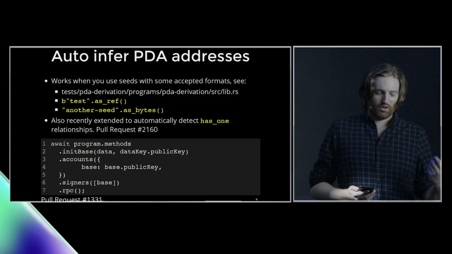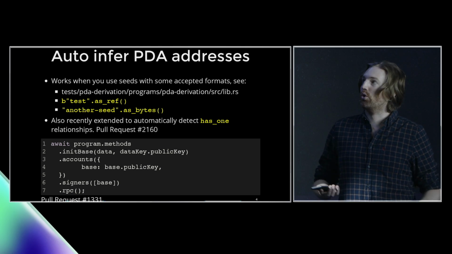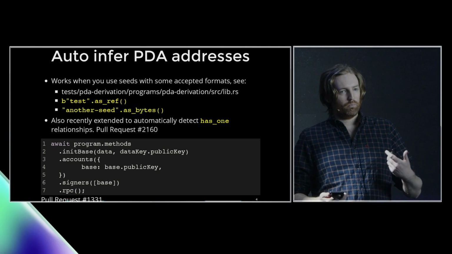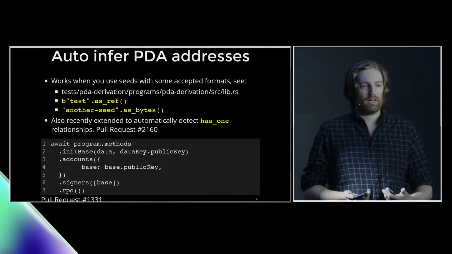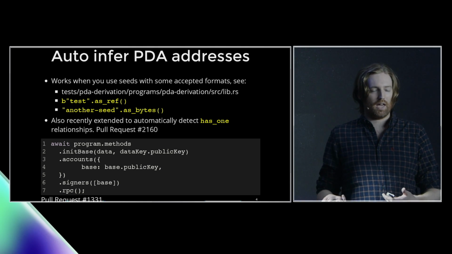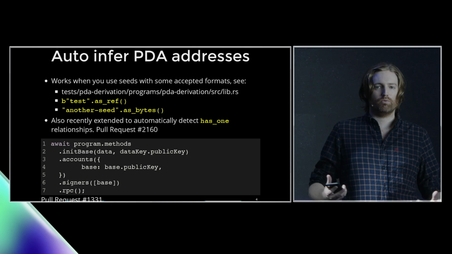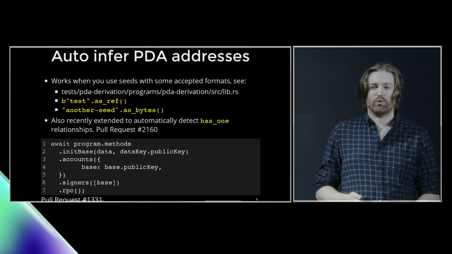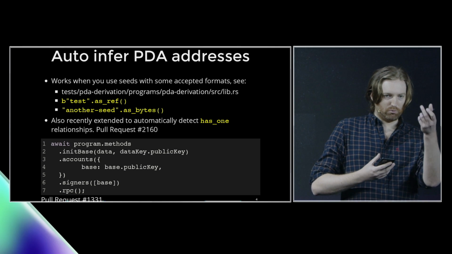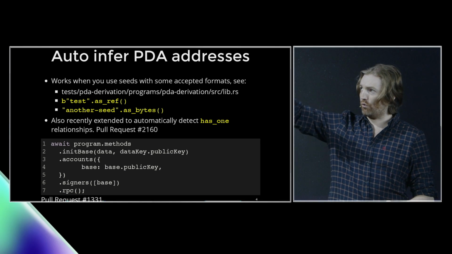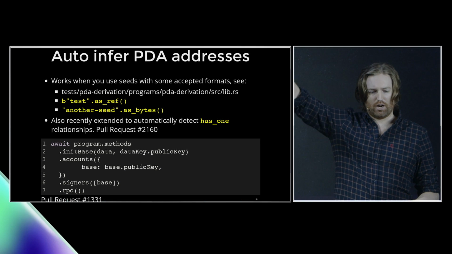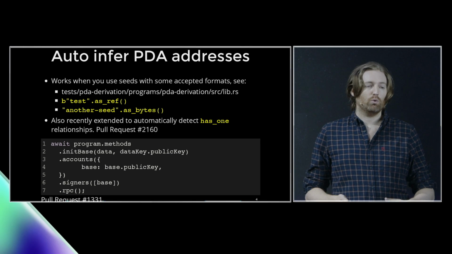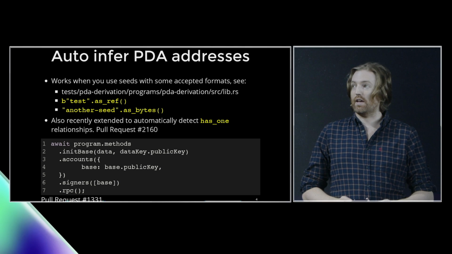Yeah, this is another big thing just addressed in the previous talk. Auto-derived or auto-inferred program-derived addresses. One of the biggest hassles, I guess, when writing a program is making an SDK that will gather together all of the public keys that you need. And if you write your PDAs, your program-derived addresses, using a certain set of seeds, like there's a specific format that you need to use, and all of the formats are listed out on this PDA derivation lib.rs file. If you use those formats, then Anchor in the client will be able to auto-generate those public keys for you, and that saves a lot of time.